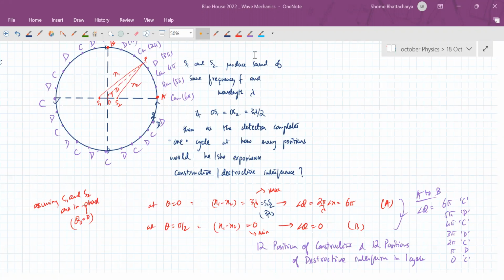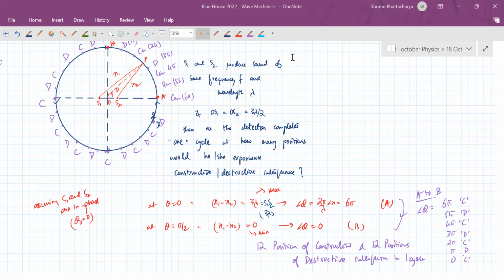To give you an example, if the phase difference is pi by 2, then at the point A, the net phase difference would have become 6 pi plus pi by 2 or minus pi by 2. Accordingly, we'd have to adjust the position of the constructive and destructive interference. But the total number of constructive and destructive interferences would be the same.